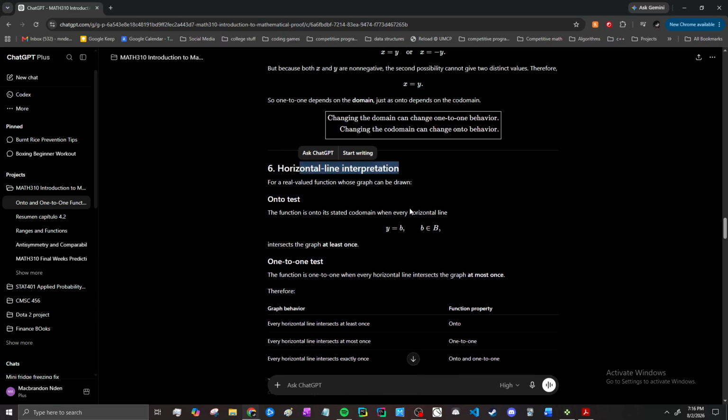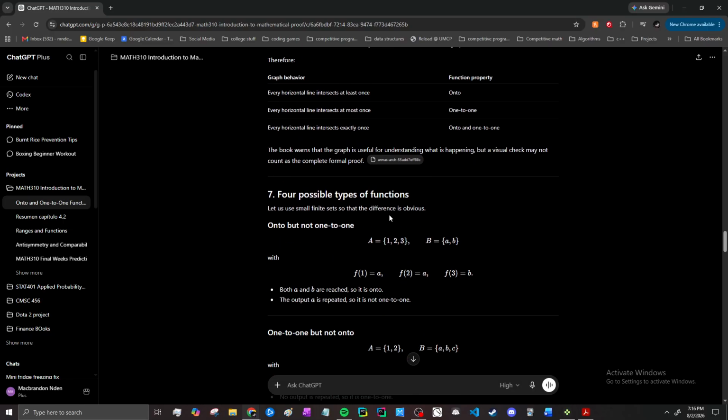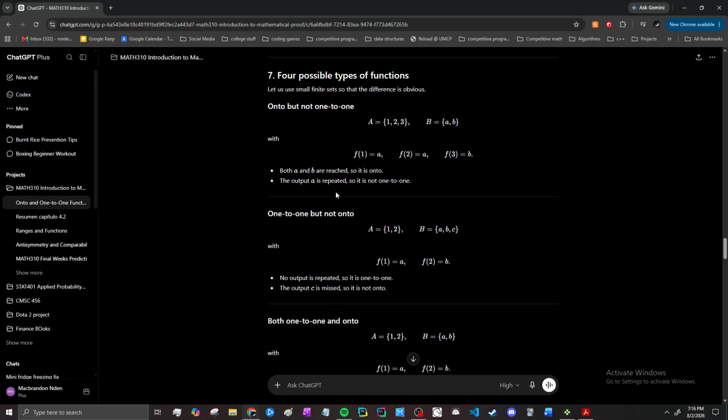Horizontal interpretation. There are four possible types of functions. Let us use small finite sets so the difference is obvious. First, onto but not one-to-one. Let A equal 1 to 3, and B is another set. Both a and b are reached, so it's onto. The output a is repeated, so it's not one-to-one.